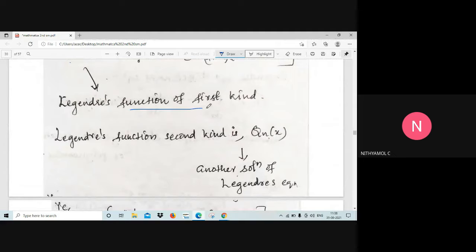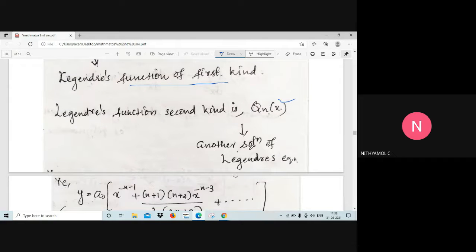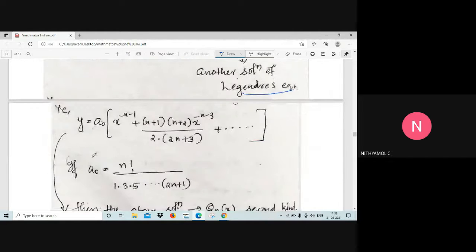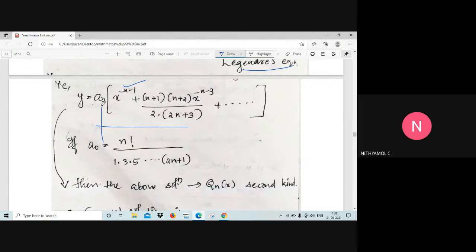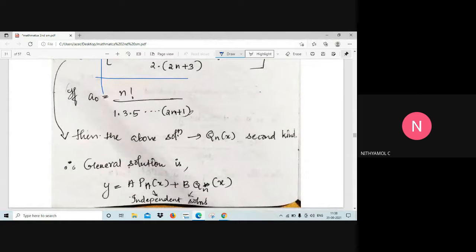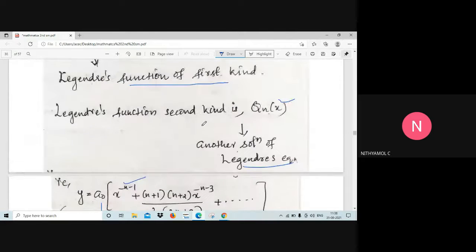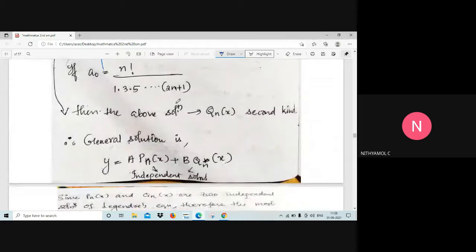So this is the Legendre function of first kind. Legendre function of second kind is Qn of x. That is another solution of Legendre's equation. That is, the solution is y is equal to a0 into x raised to minus n minus 1 plus (n plus 1)(n plus 2) x raised to minus n minus 3 by 2(2n plus 3) plus etc. Where a0 is n factorial by 1 into 3 into 5 etc. up to 2n plus 1. Then this solution is the second kind, the Legendre function of second kind. It is written as Qn of x.